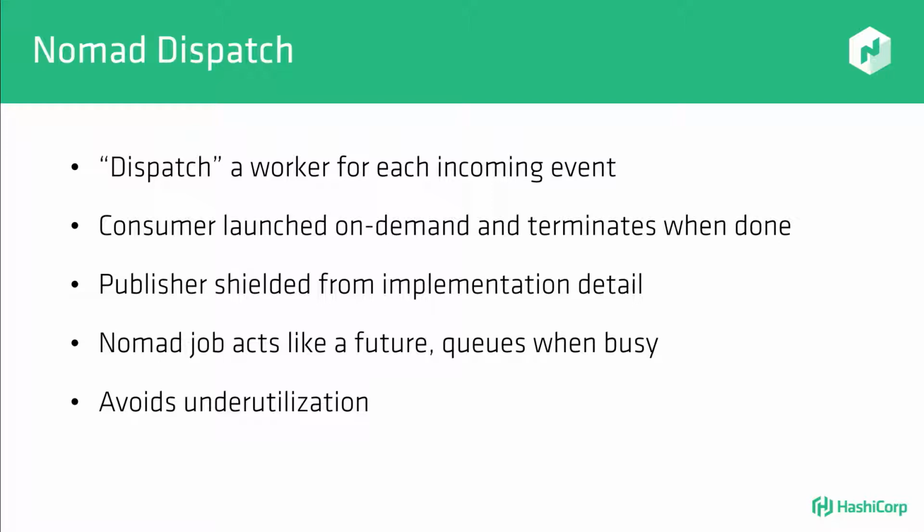And Nomad can now act like the queue for us, right? If we submit more work than there's actual capacity in the whole cluster, Nomad will just queue it. It does this with batch work. It does it with service work. So it's not really different. It still wants to provide you that promise that the work will eventually get done.